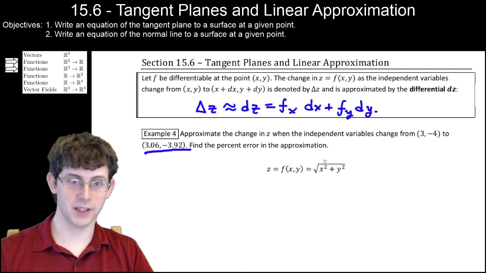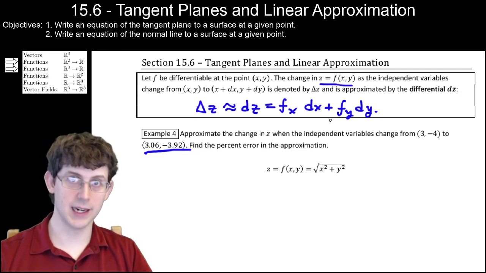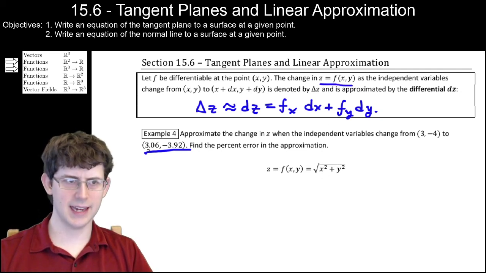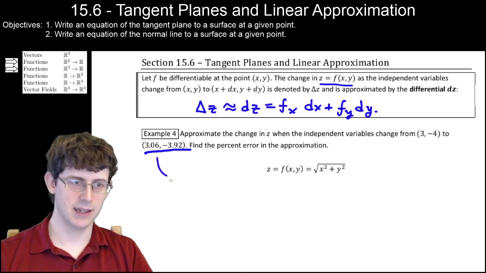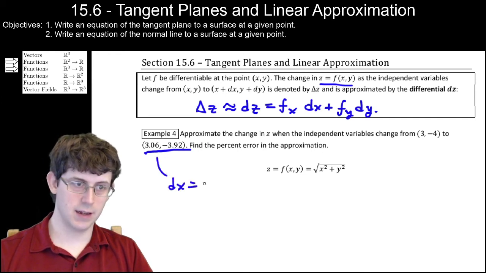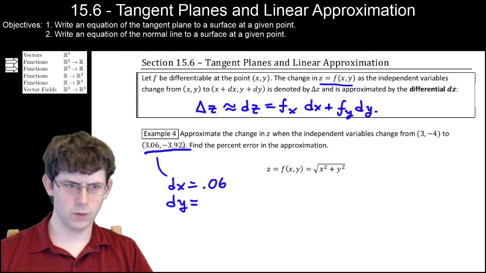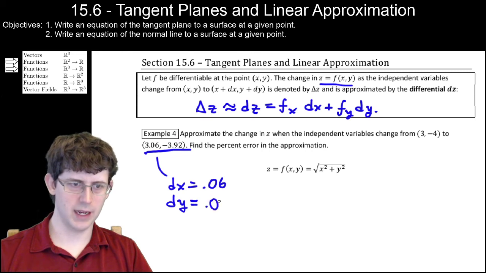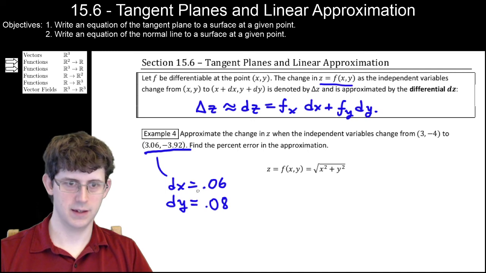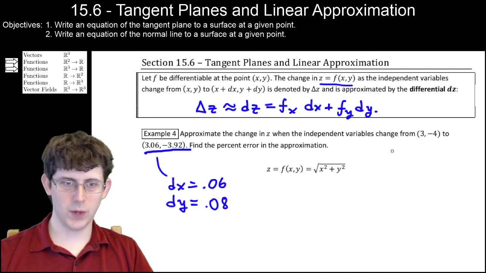So here I have a function of two variables, which is just like in this box, and the x has changed by a little bit. X has changed by 0.06, and y has also changed by a little bit. Y went up by 0.08. Is that true? They both went up? Yes. So the question is, what happens to z?